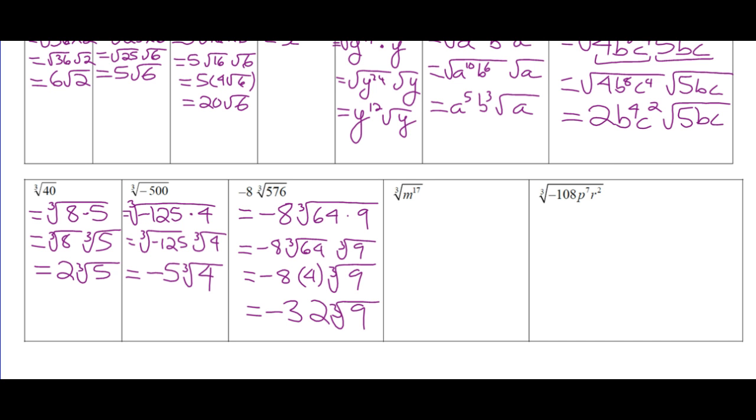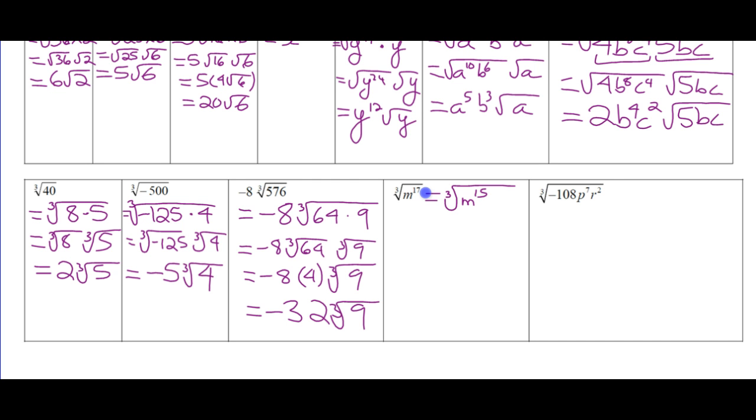Okay, ready? Here's a big one. The cube root of m to the 17th. What's the largest perfect cube for m to the 17th? M to the 15th, right? So what are we looking for? The highest multiple of 3 less than 17. And that's 15, right? So it's the cube root of m to the 15th. That has a cube root.